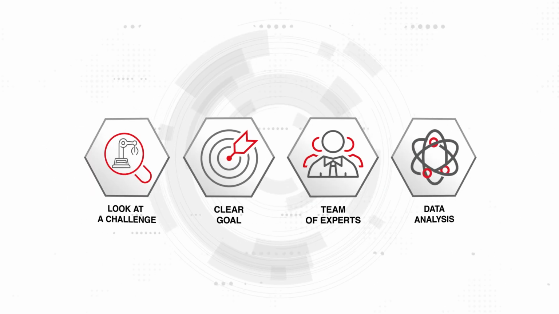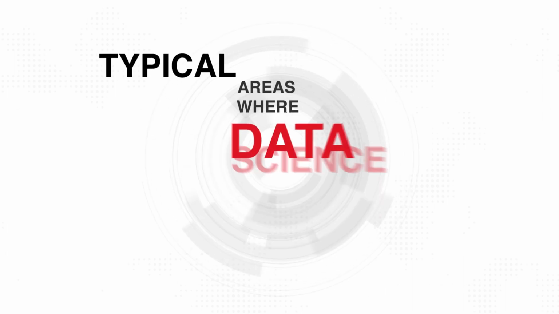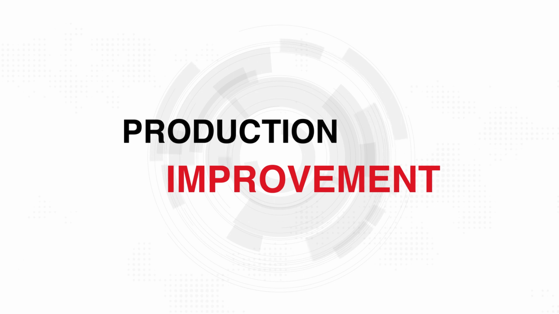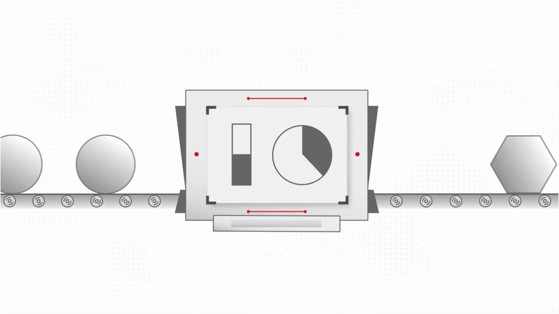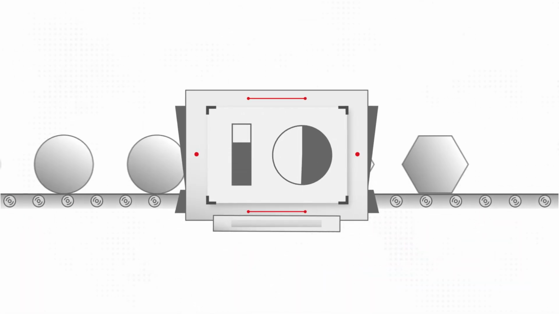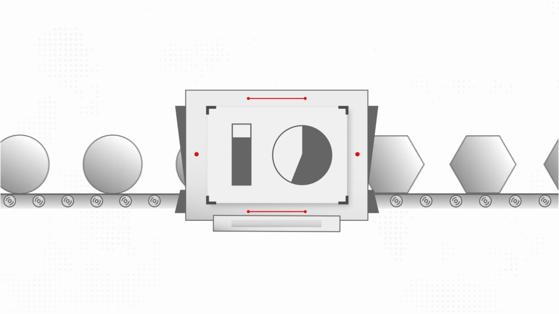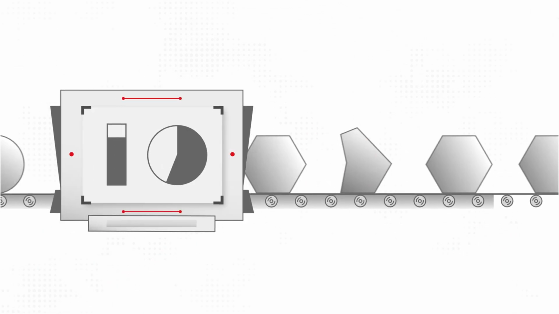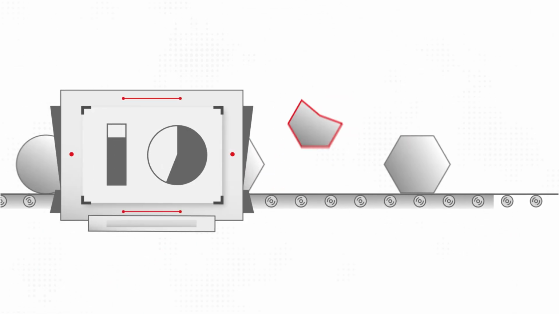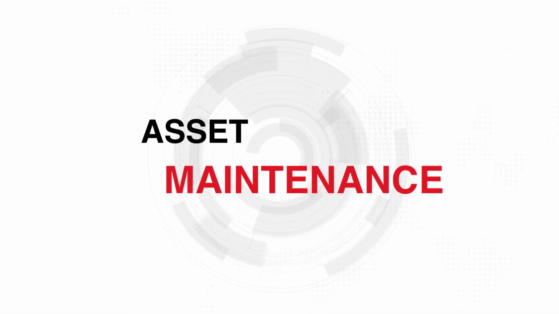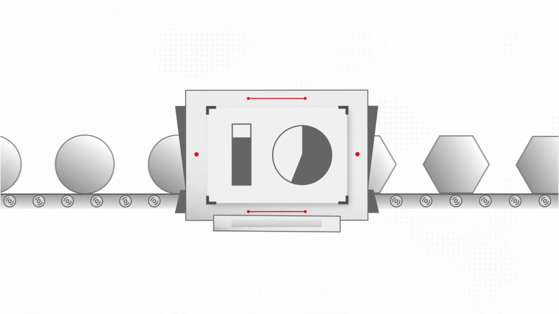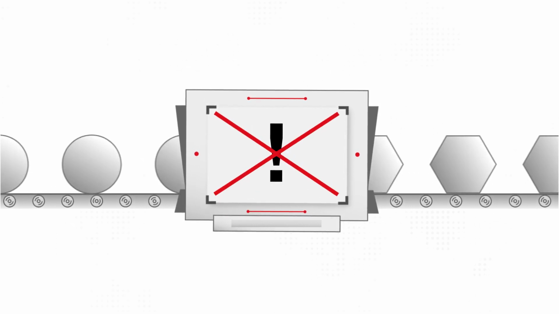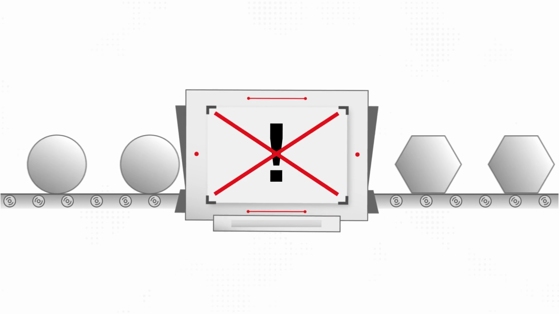and implement proper solutions. Typical areas where data science can easily be implemented: production improvement. Identify factors that are most affecting your production speed or volume and try to understand the causes. Quality improvement. Identify where quality problems arise and try to confirm improvement areas. Asset maintenance. Try to understand your equipment better. By getting insights into equipment performance, you can identify issues quicker and you can avoid unplanned downtime.